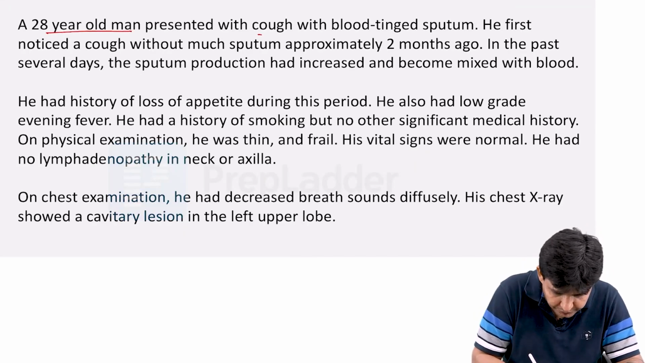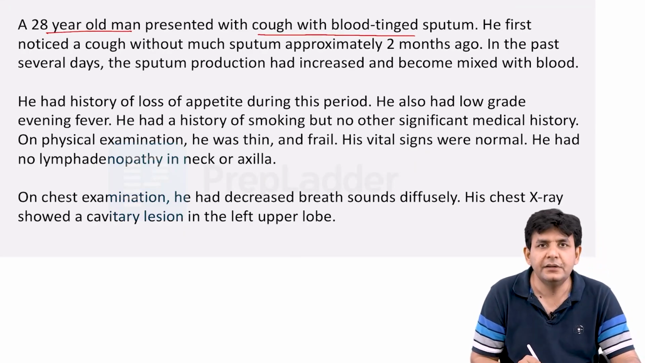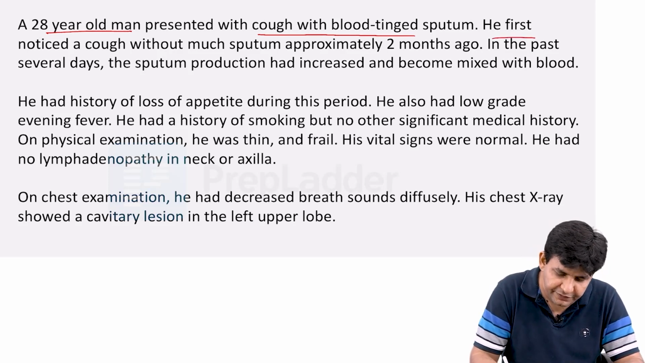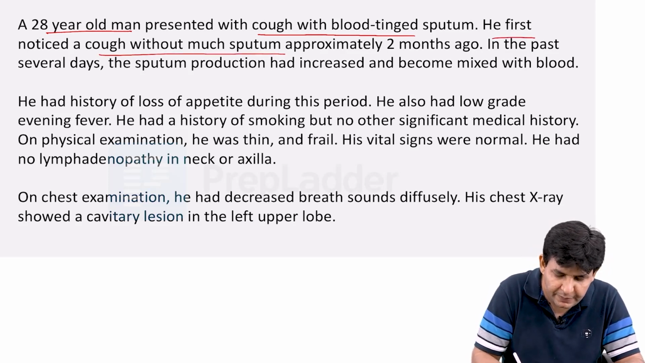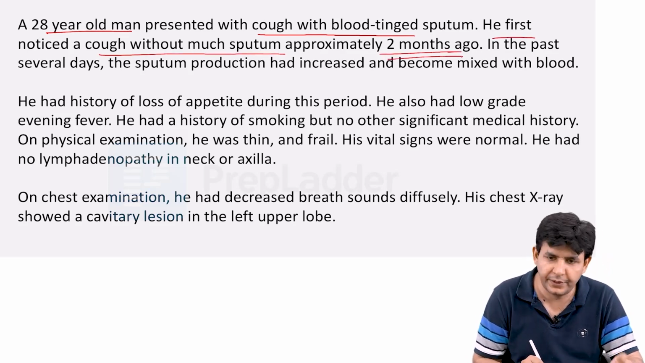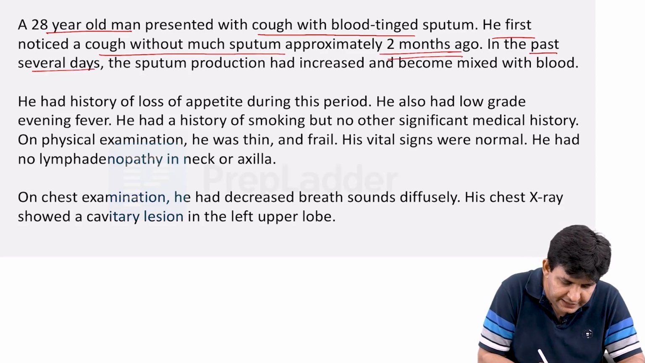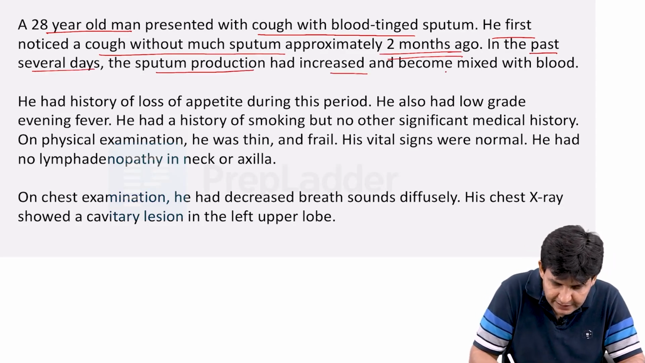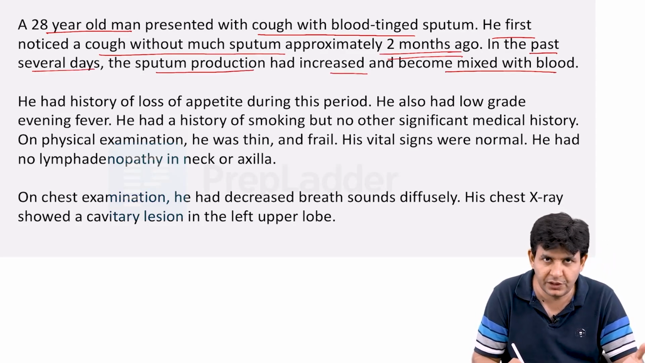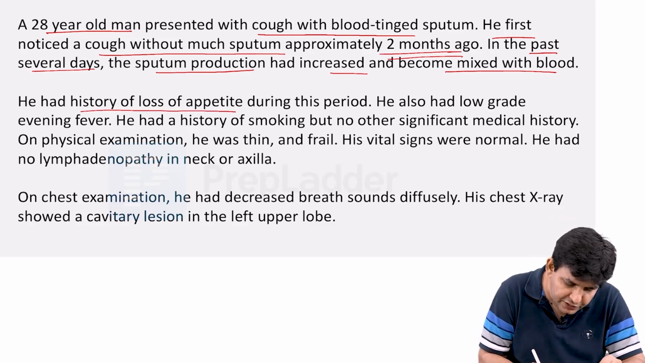A 28-year-old man presented with cough with blood-tinged sputum. He first noticed a cough without much sputum approximately 2 months ago. In the past several days, the sputum production had increased and become mixed with blood. Bloody sputum it had become. He also has a history of loss of appetite.